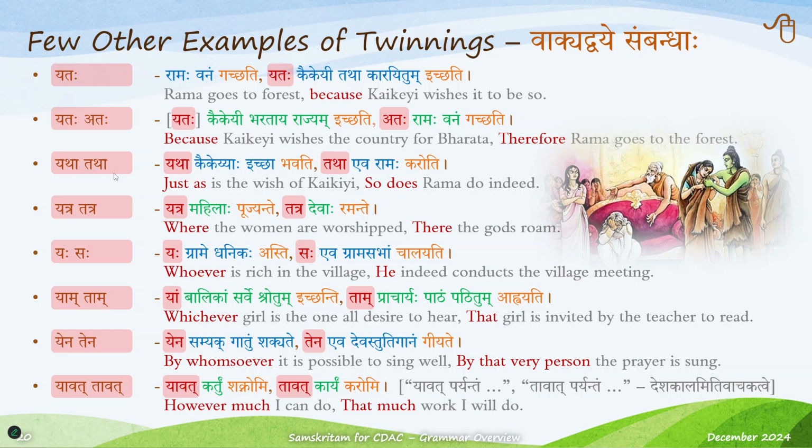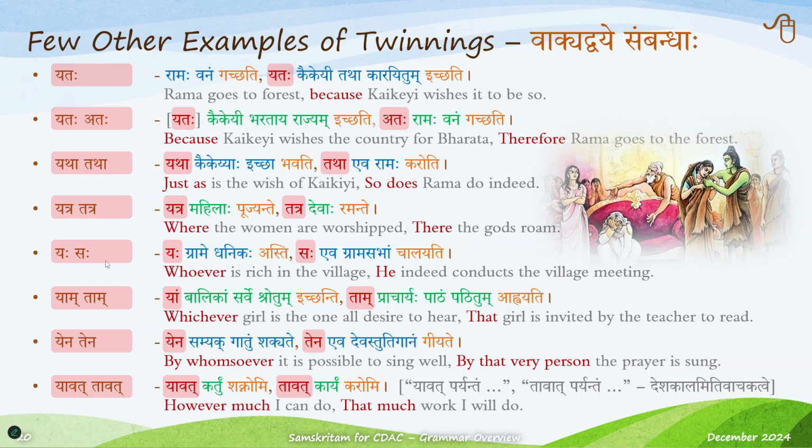Yatha tatha. So yatha Kaikeyaha ichha bhavati tatha eva Ramaha karoti. As is Kaikeyi's desire, so does Rama do. So just as, so does this kind of pairing. Yatra tatra, yatra mahilaha pujyante tatra devaha ramante, yatra chatraha santi tatra guruvaryaha api bhavati, something like that. Wherever there are ladies who are respected, there the gods roam.